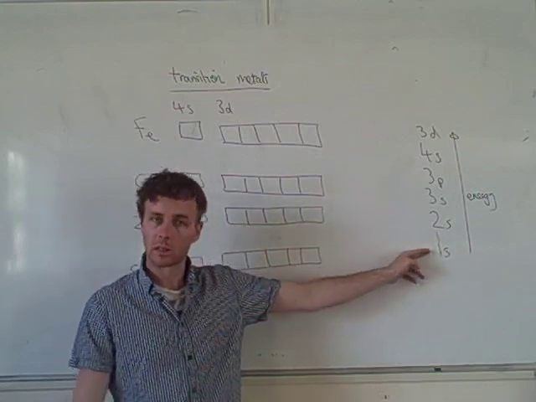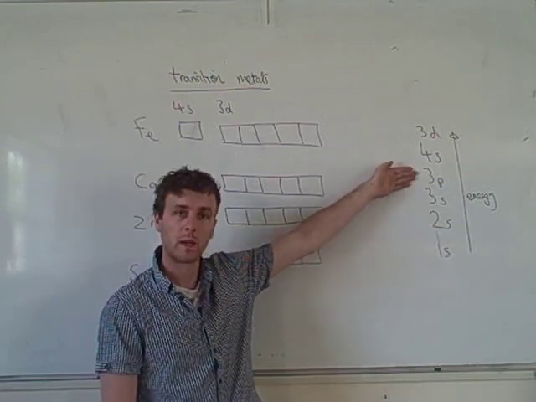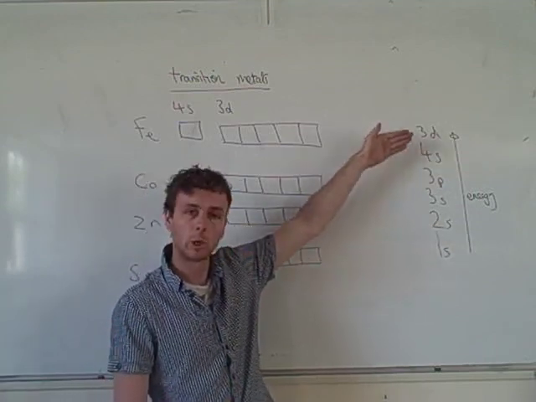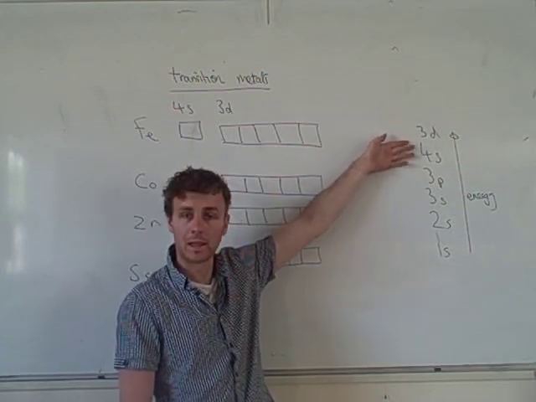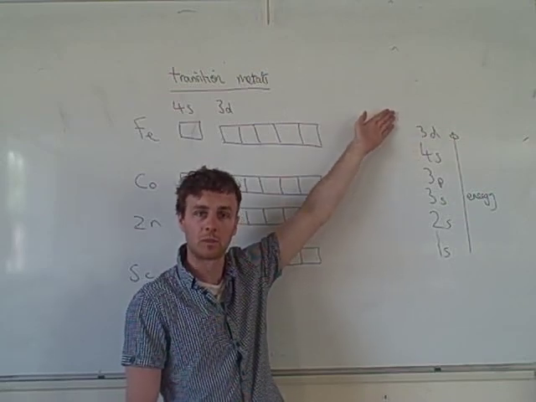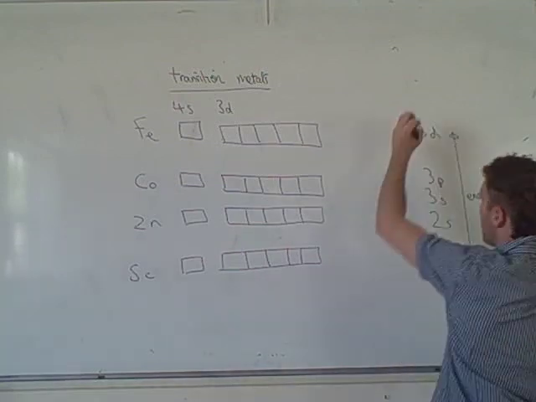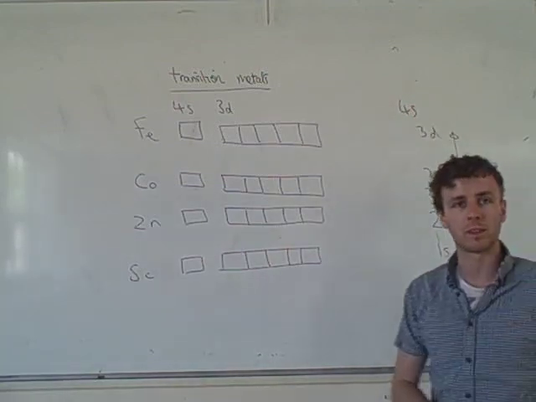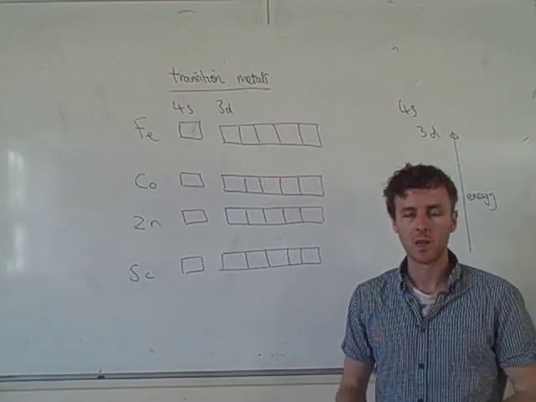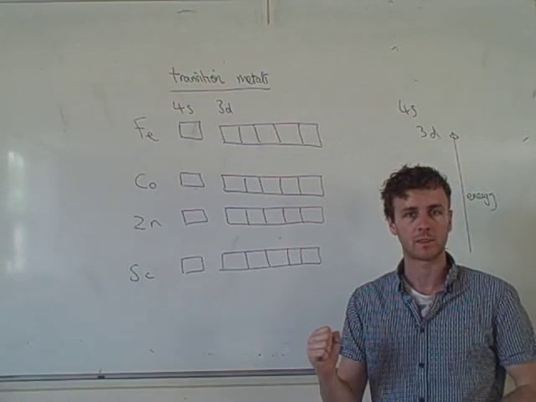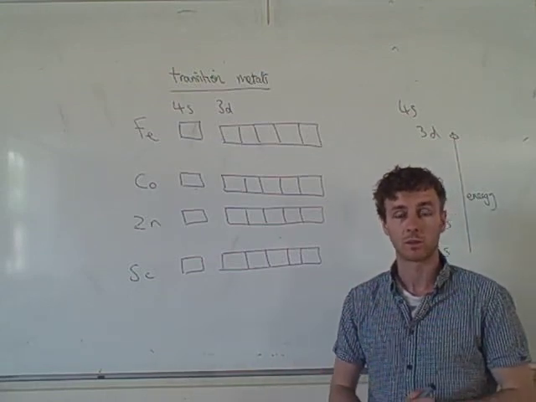My 1s subshell is the lowest energy, so that gets filled up first, then 2s, then 3s, then 3p, but 4s is lower in energy than 3d. So 4s will be filled up with electrons before the 3d subshell. However, once 4s is filled up, it becomes higher in energy than 3d. And when we remove electrons, we always remove them from the highest energy. So 4s is like a commando, it's first in, first out. It gets filled with electrons first, but will also lose its electrons first.